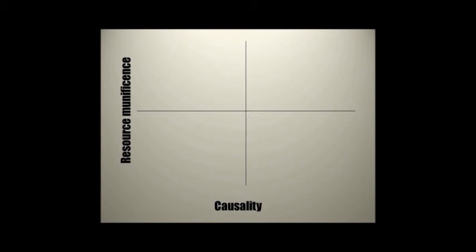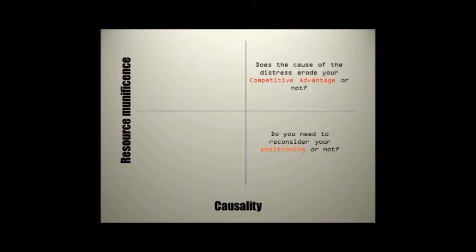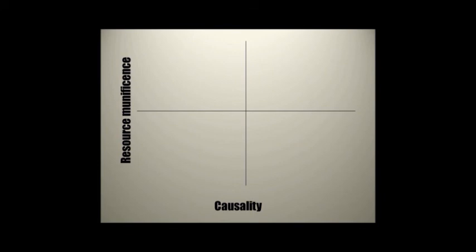The question that arises most of the time is, how do we determine whether the causality is internal or external? And for that we have to answer two questions. One, do you need to reconsider your positioning? And if so, then it indicates to us that the causality is external. The second question is, does the cause of the distress erode the competitive advantage? And if so, we would think that mostly the causality is again from a strategic perspective. If you answer no to both of these questions, then it suggests to us that the problems originate from internally in the organization.